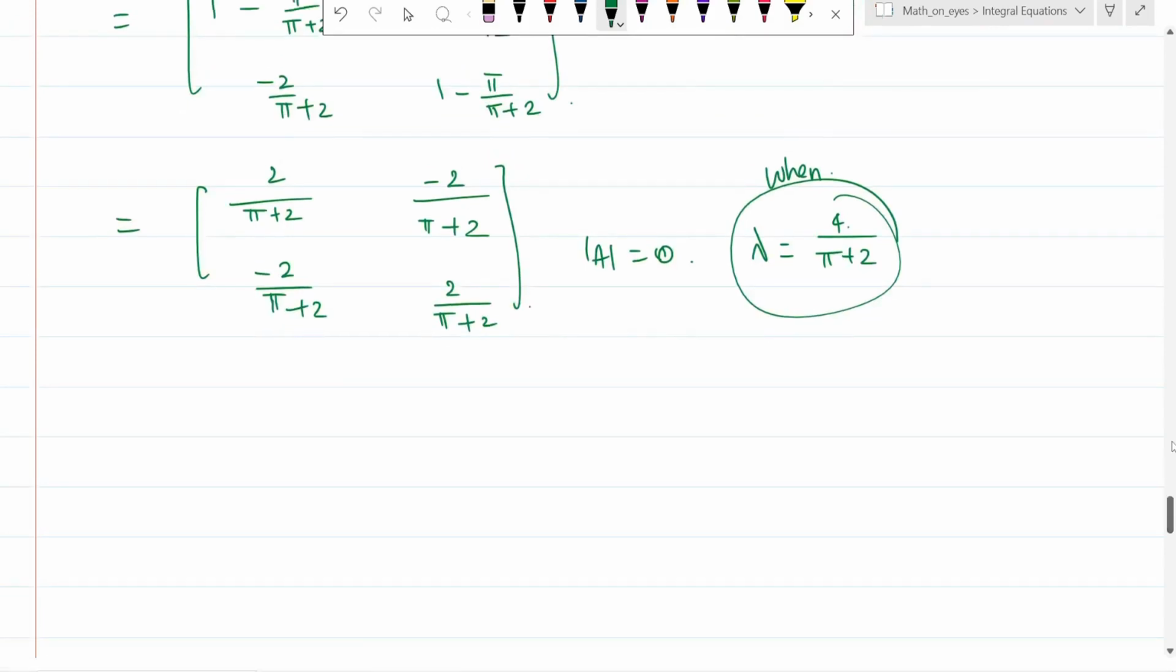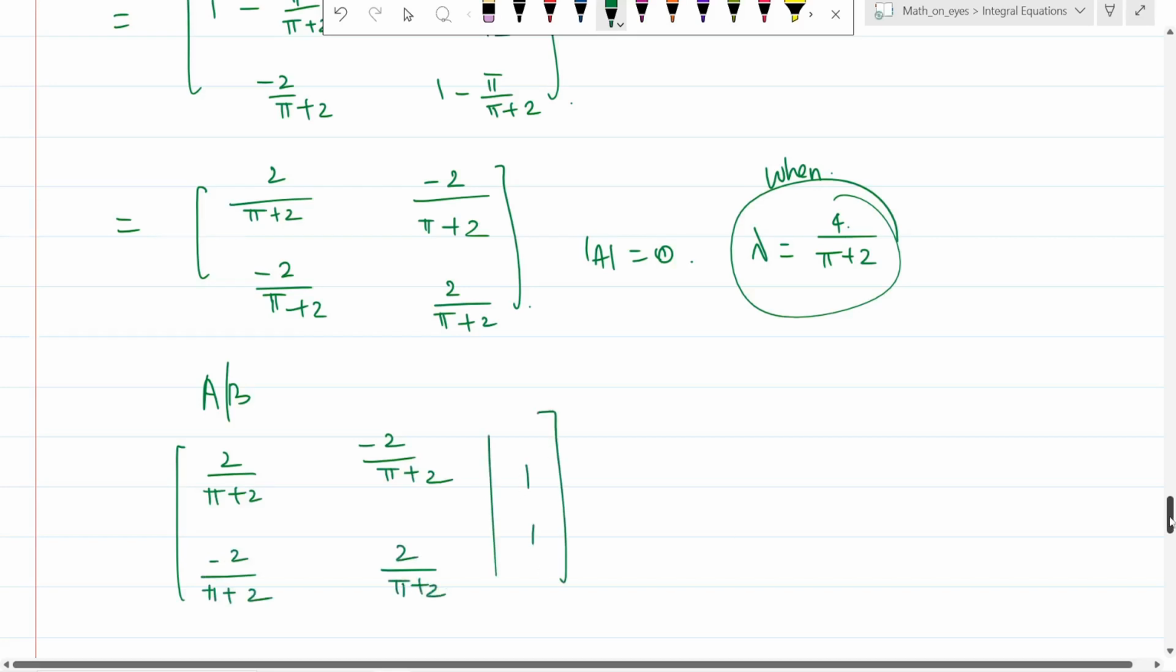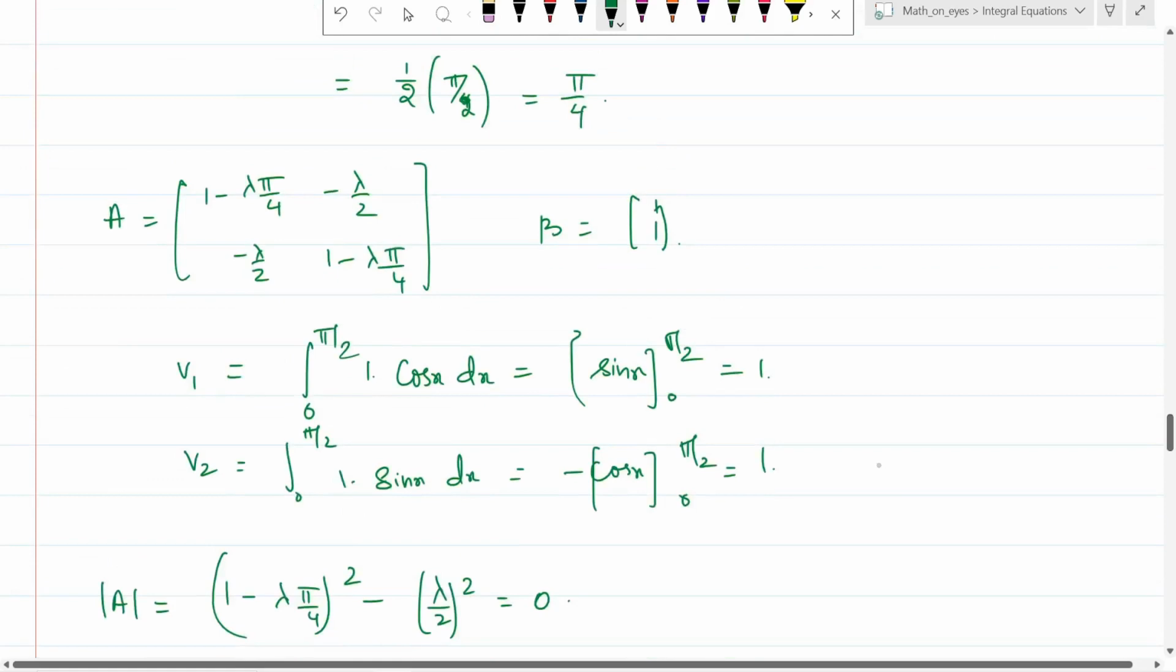In order to verify the no solution, we substitute the matrix B into the augmented matrix, A augmented with B. So we find the rank of the matrix. Here it is 2 divided by (pi plus 2), minus 2 divided by (pi plus 2), minus 2 divided by (pi plus 2), and then 2 divided by (pi plus 2). The augmented matrix has 1 and 1, because we get the matrix B as 1 and 1, V1, V2. So matrix B is 1 and 1.